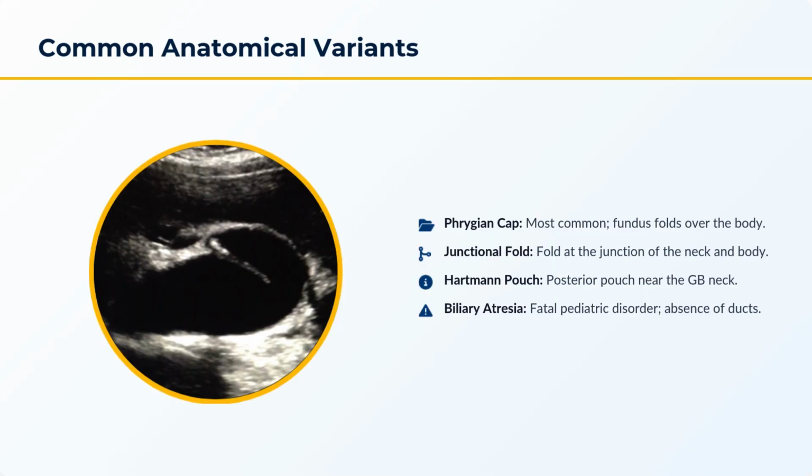Recognize these variants to avoid false positive pathology. Phrygian cap, the most common variant, a fold of the fundus over the body. Junctional fold, a fold at the neck and body junction. Hartmann pouch, a posterior outpouching at the neck. Biliary atresia, a critical pediatric diagnosis involving the absence or obliteration of the extrahepatic biliary tree.